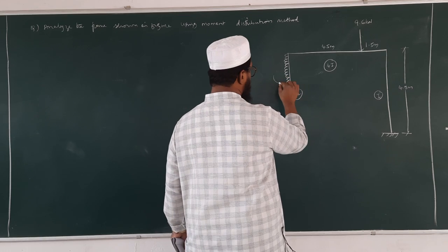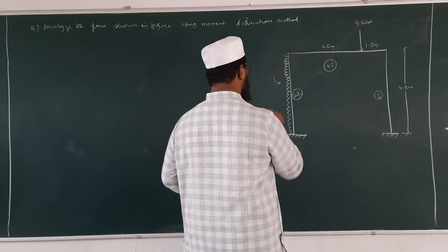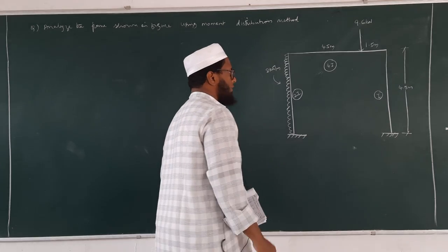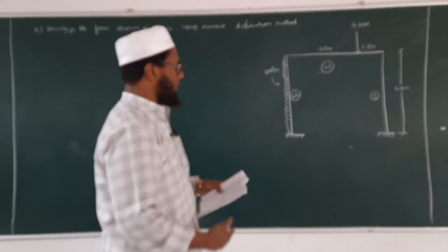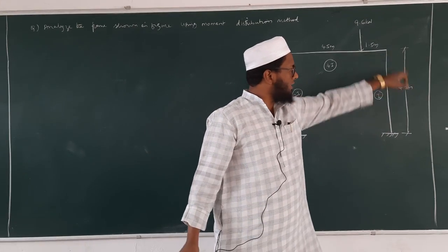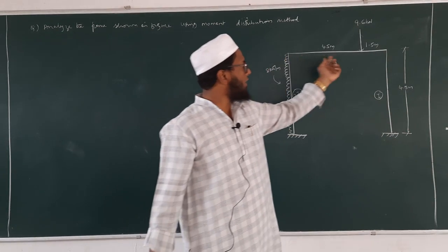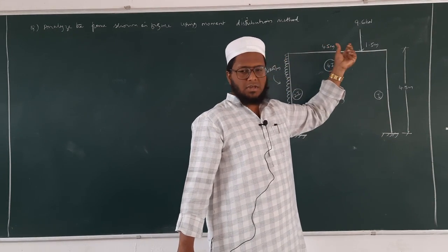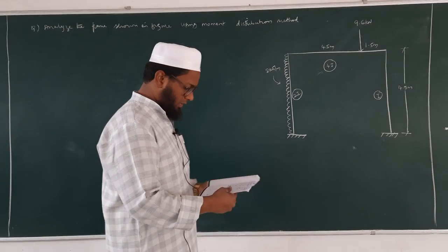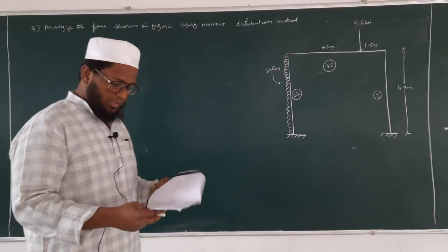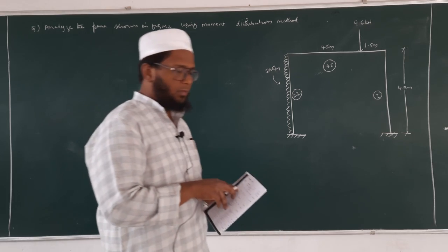The intensity of this UDL is 8 kilonewton per meter. The height is the same, 4.5 here and here also, and the span is 4.5 plus 1.5, which means 6 meters totally. 2I and 4I, all the things are mentioned over there. Okay, copy down this question.